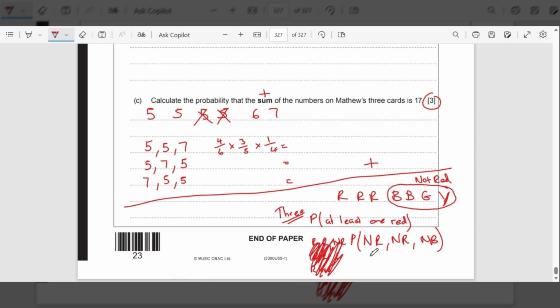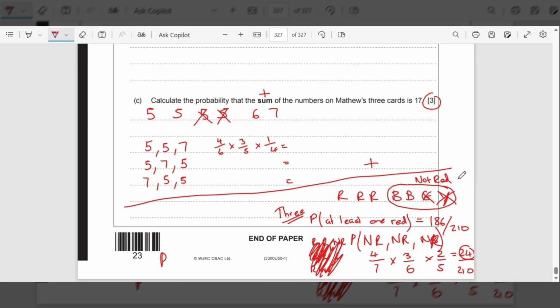How many are not red to begin with? 4 out of 1, 2, 3, 4, 5, 6, 7. Times, if I take one that's not red, I'm now down to 3 out of 6. If I take another one that's not red, I'm now down to 2 out of 5. 24 out of 42 times 5, 210 maybe. So the chance of not red, not red, not red is 24 out of 210. Therefore, the probability of getting at least one red, I'm going to take that away from 210, which gives me 186 out of 210. I don't particularly mind if that doesn't make sense.